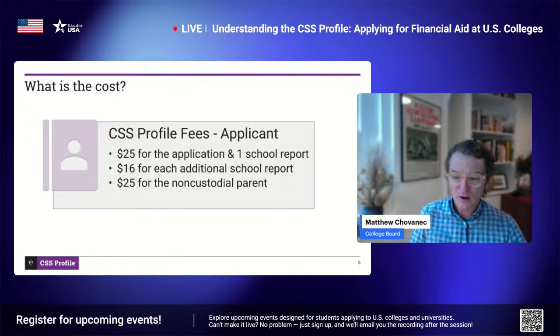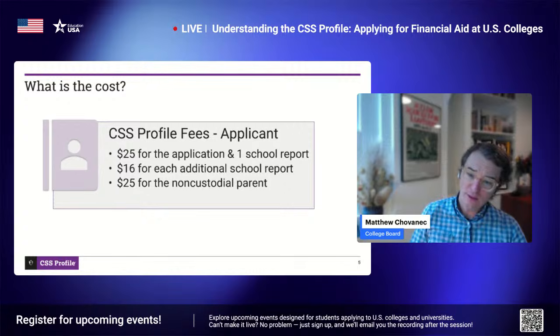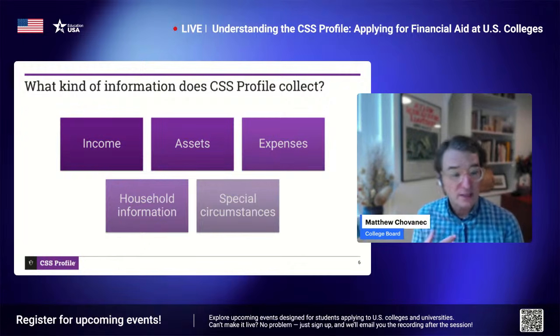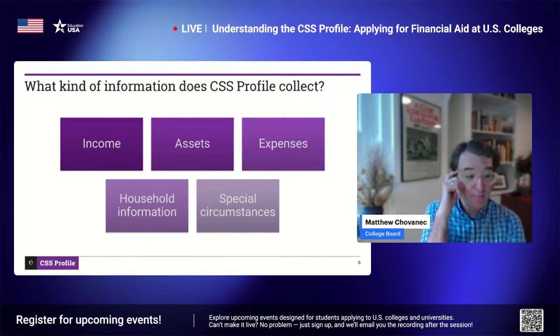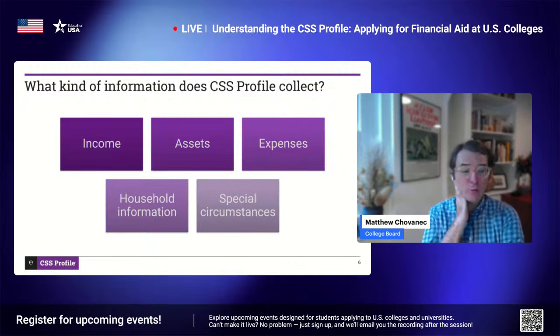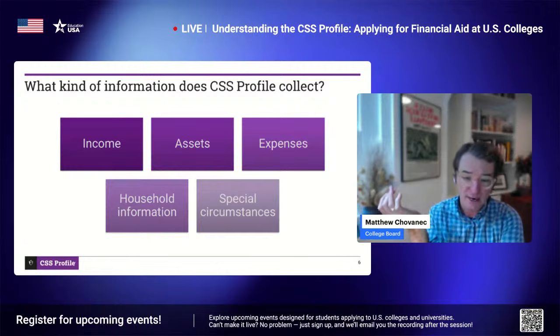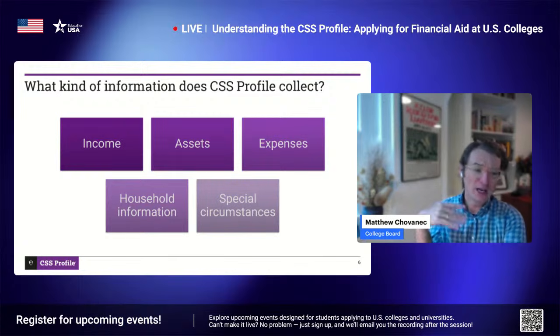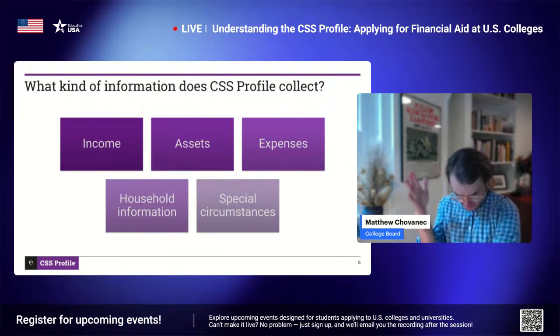What is the CSS profile going to ask you for? Next slide, please. It basically breaks down into 5 things. We want to know the income, which is basically the money that your parents make in their jobs. Assets, which means the things that your parents own that have a monetary value, their house, their vehicles, jewelry, stocks, all kinds of things like that.